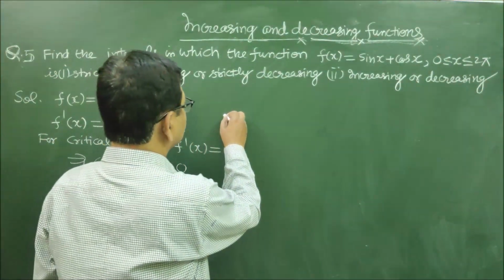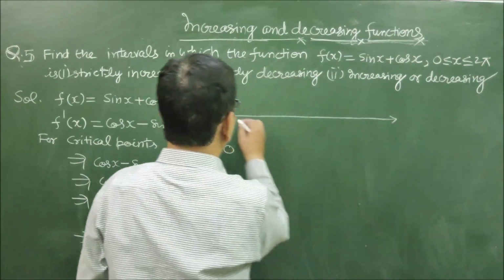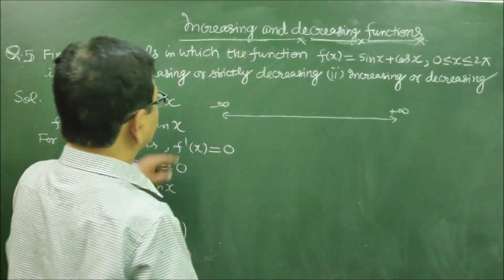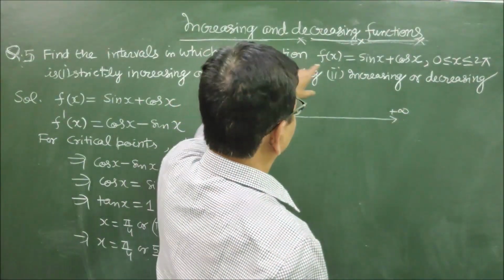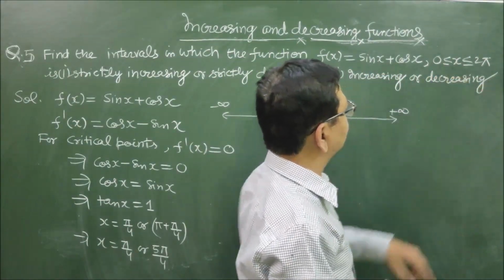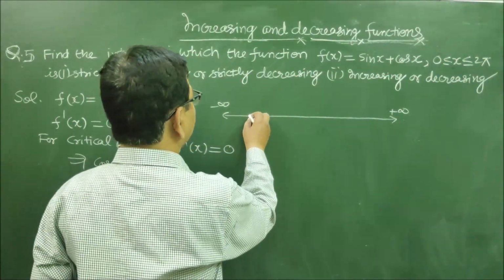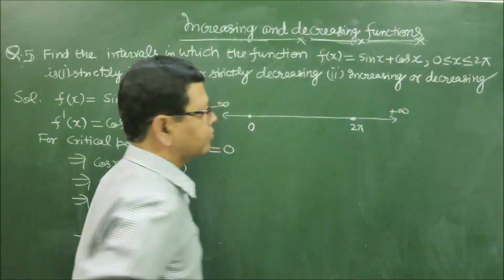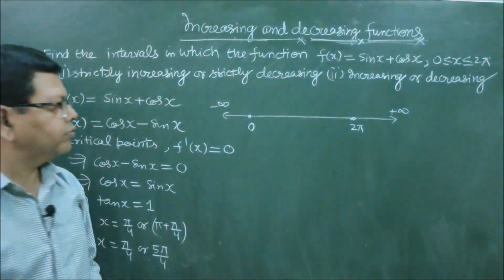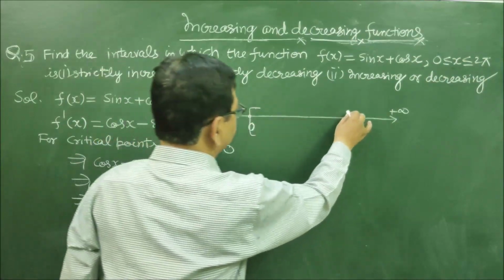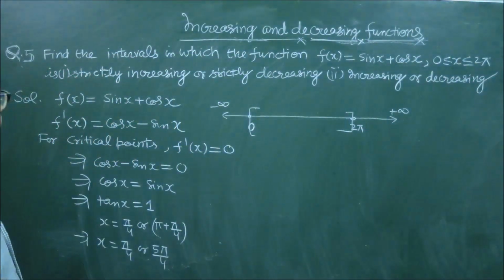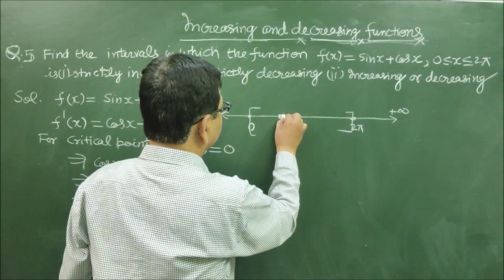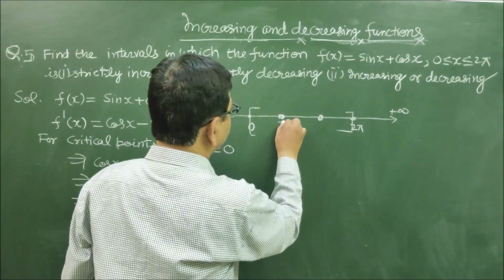Now let us draw the number line from minus infinity to infinity, and the interval in which we want to check the increasing or decreasing function is 0 to 2π. So let us mark these points 0 and 2π. In this interval we need to check this function. Now the critical points occur at π/4 and 5π/4, so let us mark these points.